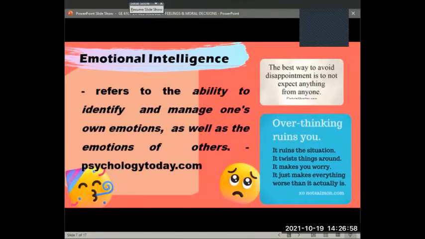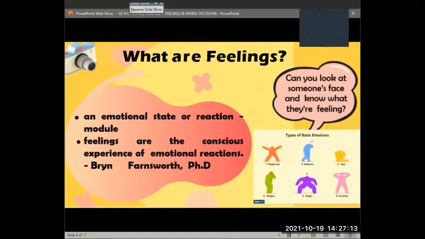Now, what is emotional intelligence? Emotional intelligence refers to the ability to identify and manage one's own emotions as well as the emotions of others. That is from psychologytoday.com. On the other hand, what are feelings? It refers to an emotional state or reaction, according to our module. It is also the conscious experience of emotional reaction. That is according to Dr. Breen Farnsworth. So can you look at someone's face and know what they're feeling?